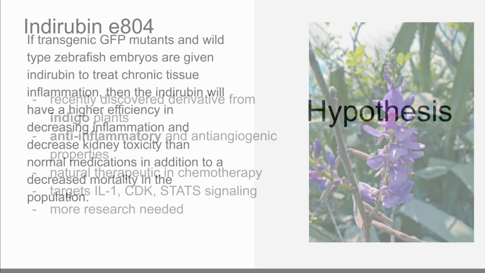The purpose of this experiment is to determine whether a natural therapeutic can serve as a primary treatment for biologically modifying diseases. The variables are: the independent is the treatment and the dependent is how the embryos respond.